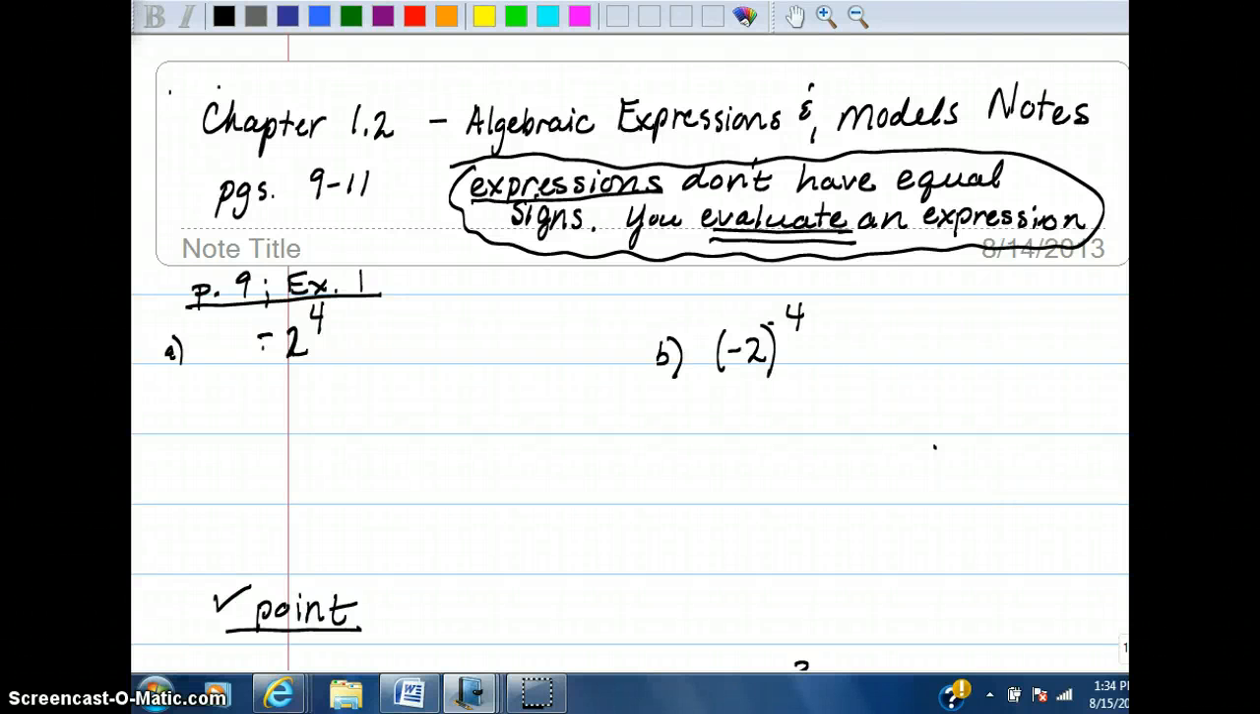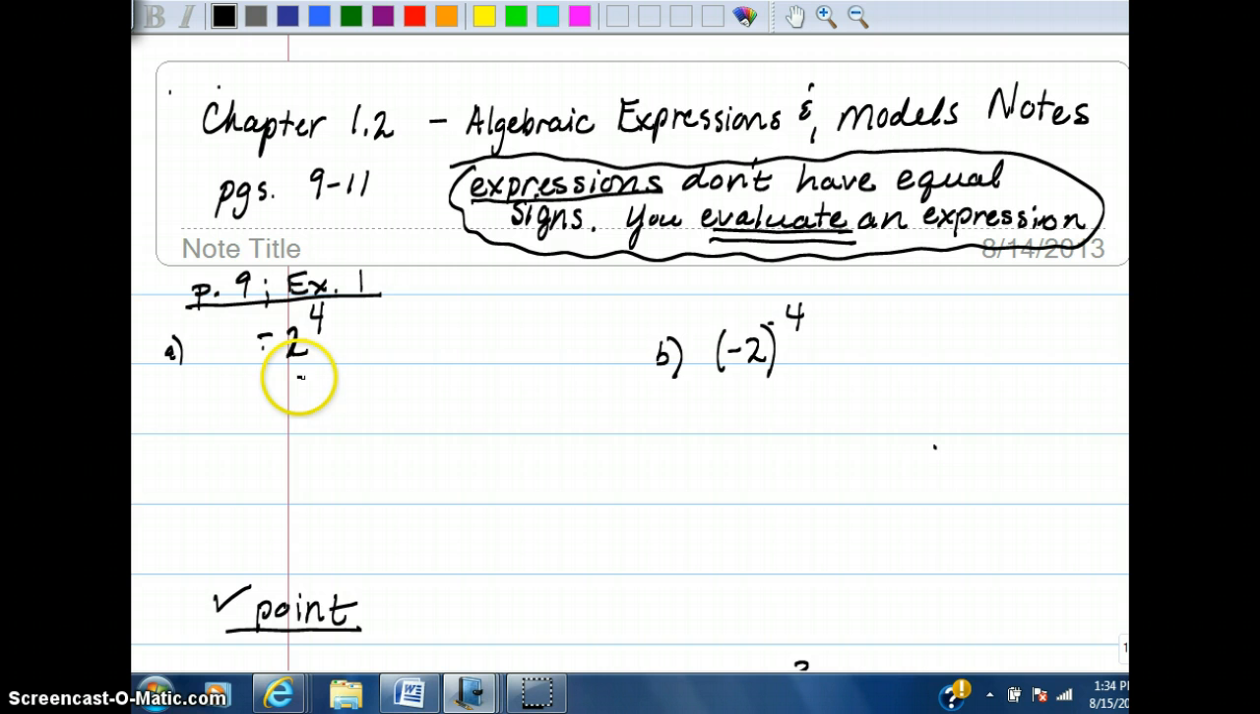In chapter 1.2, we'll be evaluating algebraic expressions and looking at models. Again, expressions have no equal signs, and you evaluate versus solve an expression. So letter A on page 9, example 1, negative 2 to the fourth. Now, it is not in parentheses, so this is what it means. This 2 is the only thing that is being raised to the fourth power.